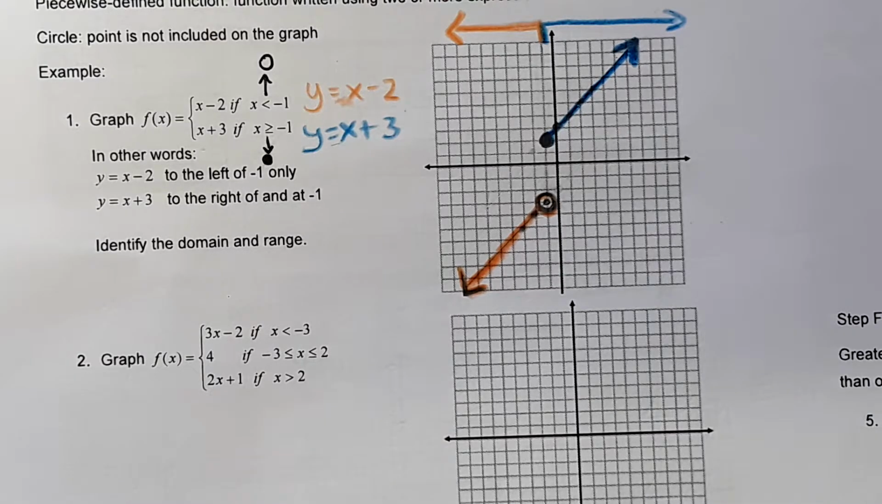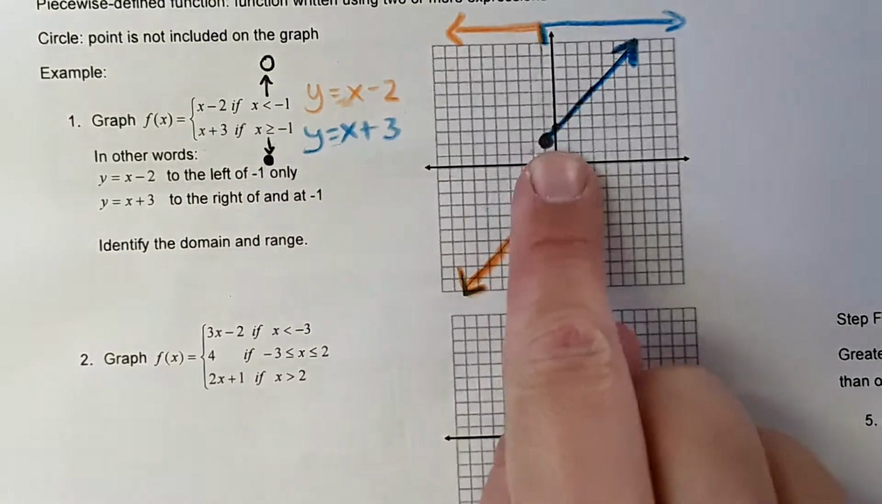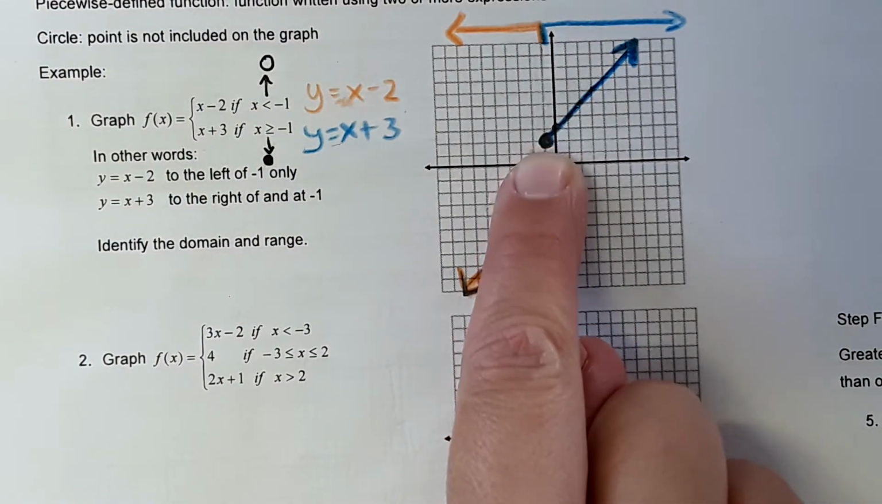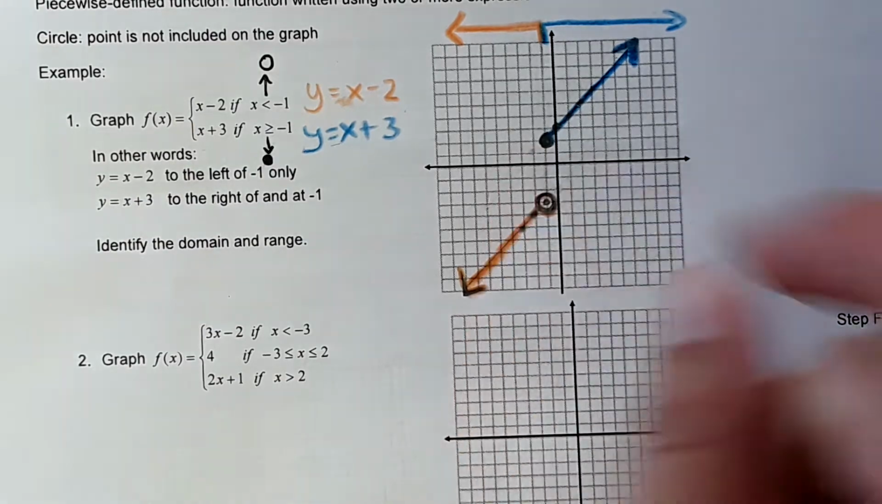Why did you place the closed dot there? Because x has to be greater than or equal to -1. So I put the closed dot where the line hit -1 for x.